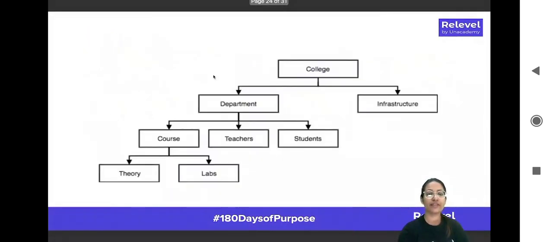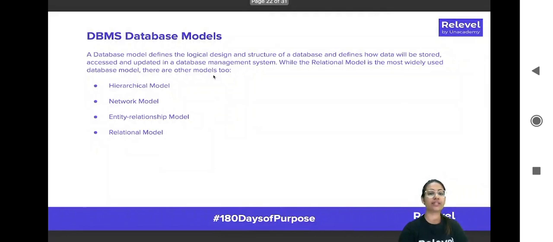So just to reiterate what we did in this video: first we talked about database models. A database model basically defines how logically we are going to design and structure our database and how our data will be stored. We have 4 database models available: the hierarchical model, the network model, the entity relationship model, and the relational model. There are some more as well, for example object-based models, but you just have to focus on these ones in this video.